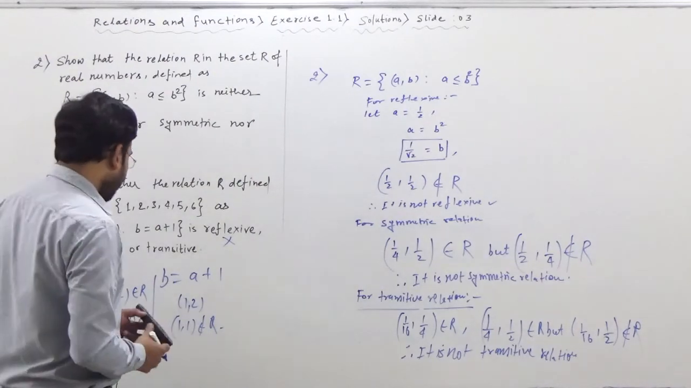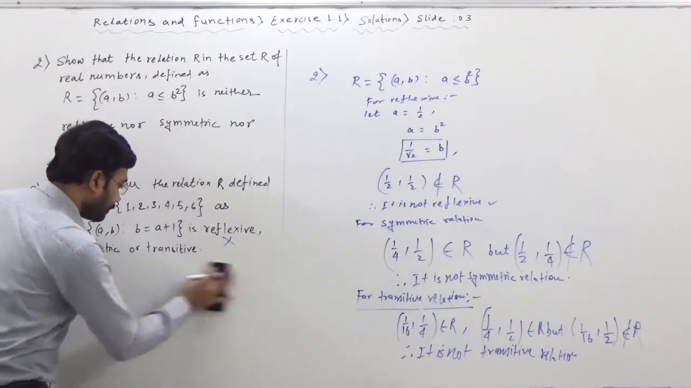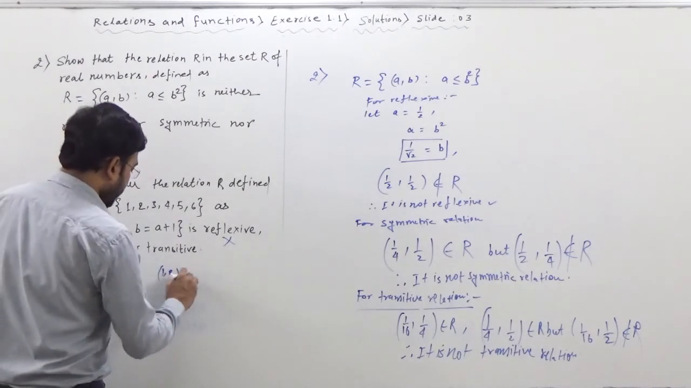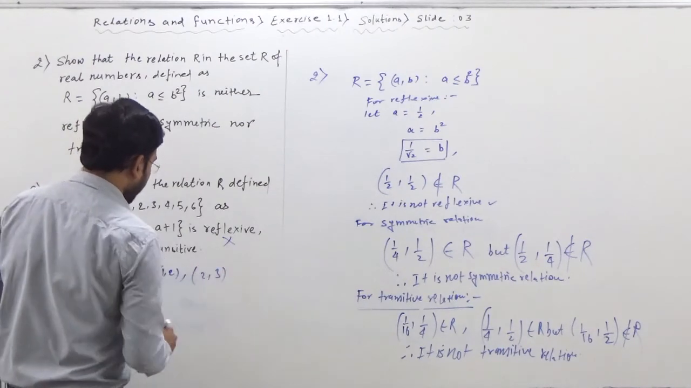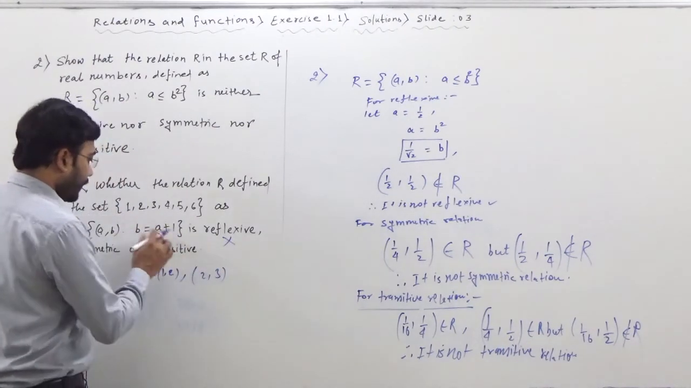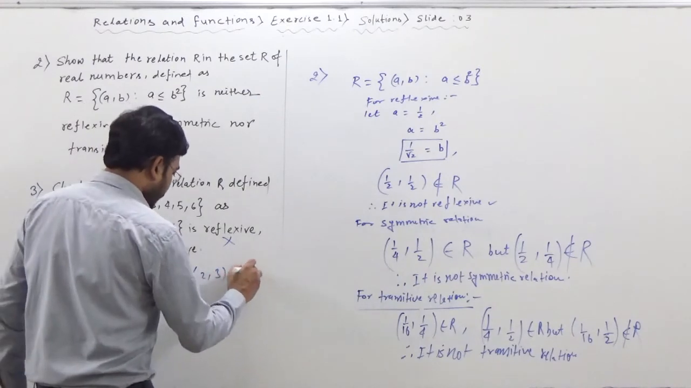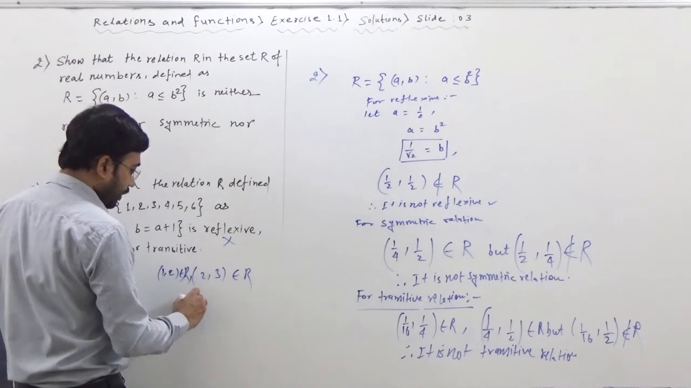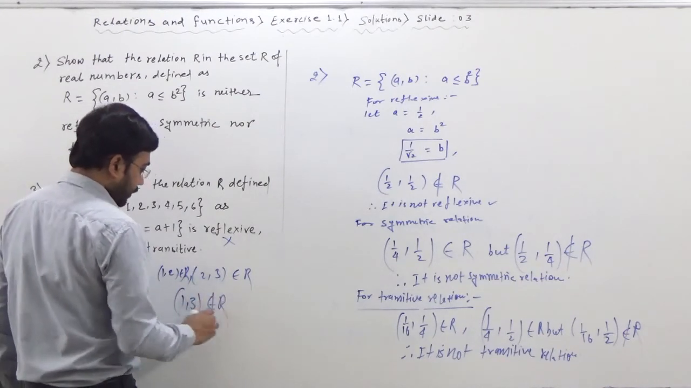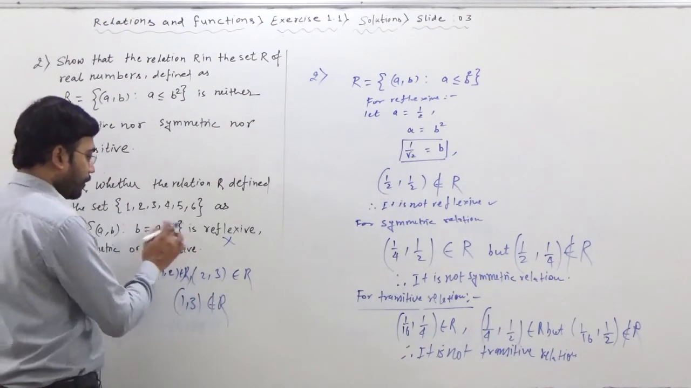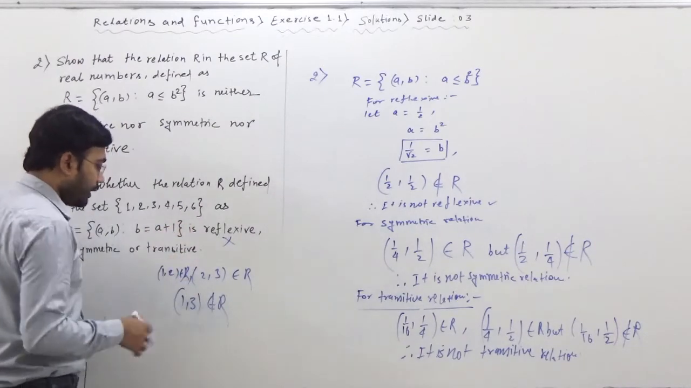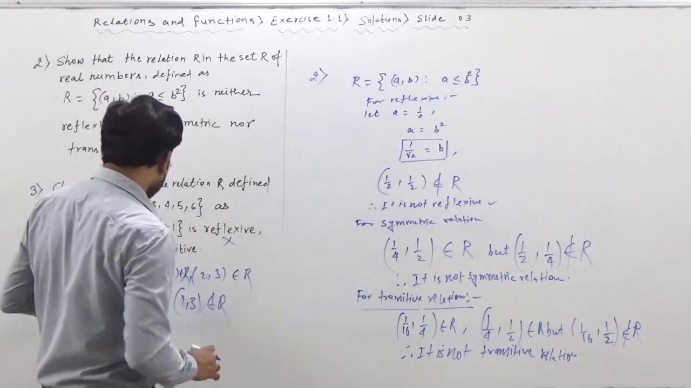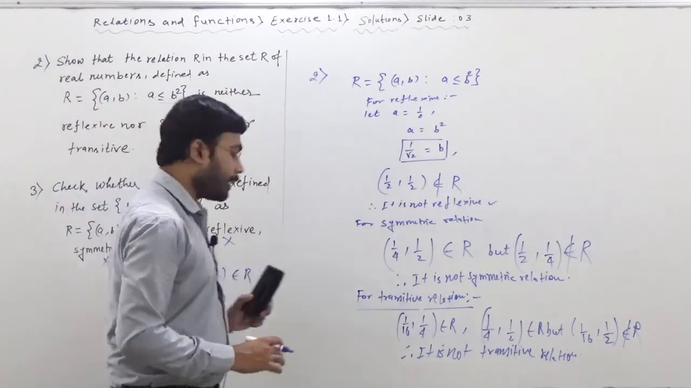Now we'll check it for transitive relation. So let us suppose 1 comma 2 is there, all right. 2 comma 3 is also there. If you will keep 2 over here, you will get 3, but both are belonging to R. But can you tell me 1 comma 3 is belonging to R? Of course not, because if you will keep 1, then you will get 2 only, you will not get 3. So this is not going to be transitive. So that's why it's neither reflexive nor symmetric nor transitive.